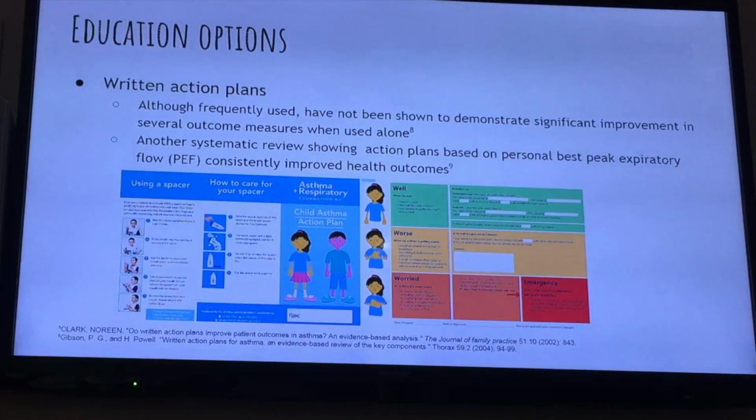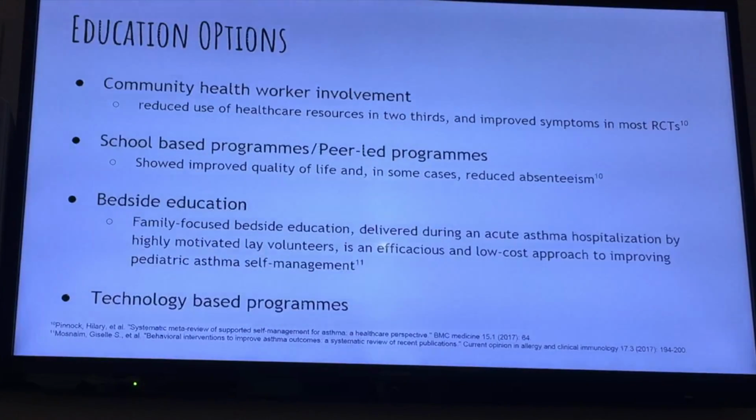Other education options include community health worker involvement, which basically means the community health worker goes to the house of the child, talks to the parents and children, and shows them everything. However, although this has shown very good outcomes, with improved symptoms in most of the randomized control trials out there, one of the major drawbacks would definitely be the cost, because imagine sending a community healthcare worker to every wheezy child that comes in. I don't think that would be a very sustainable and efficient long-term solution.